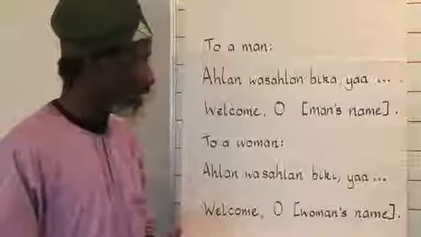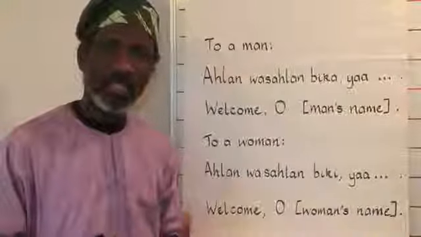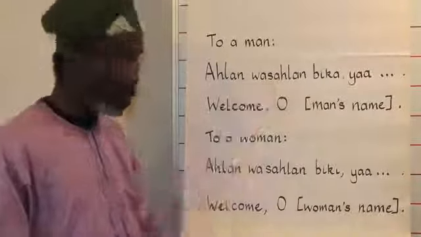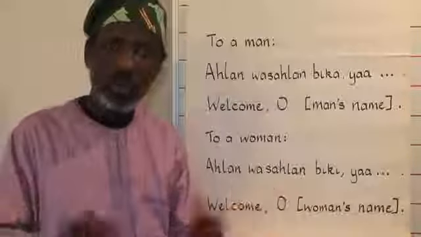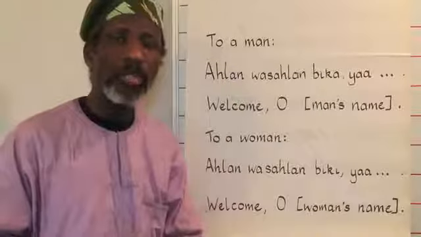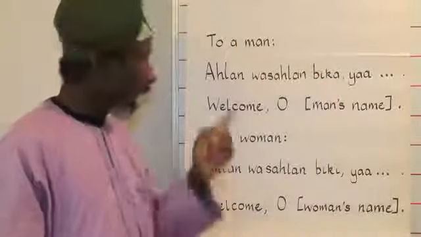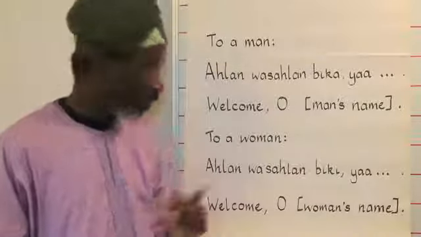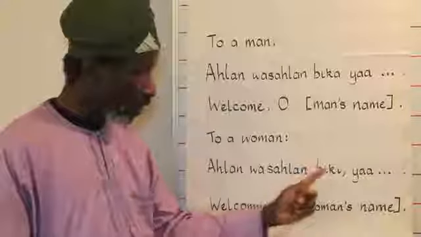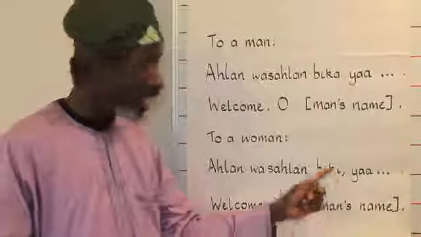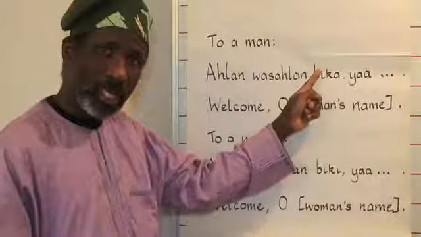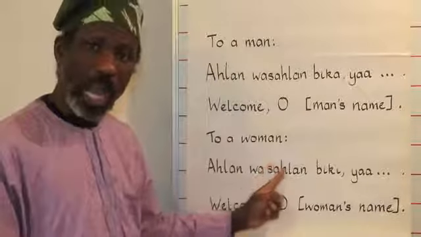اهلا وسهلا, that means welcome. You can stop there and just say اهلا وسهلا, which is very neutral. But if you want to tailor it directly to one single male, you say اهلا وسهلا بك, bika. To a female, اهلا وسهلا بكِ, biki. So note the ending, the attached pronoun again, ka and ki: ahlan wa sahlan bika, ahlan wa sahlan biki.